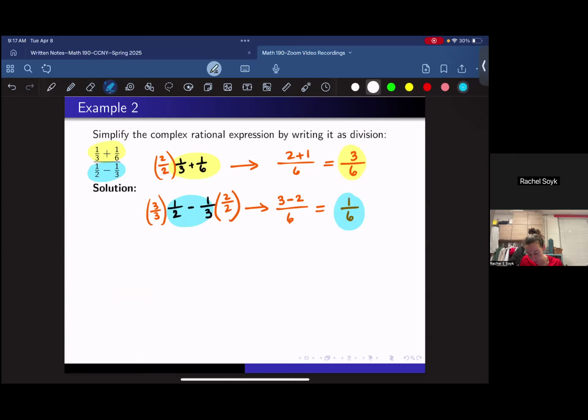This yellow and blue are being divided by one another. And what do you notice? Those denominators are exactly the same. And so when you utilize that whole keep, change, flip, those cancel out, and our final simplified result is just 3 over 1, which is just 3. And we're done.